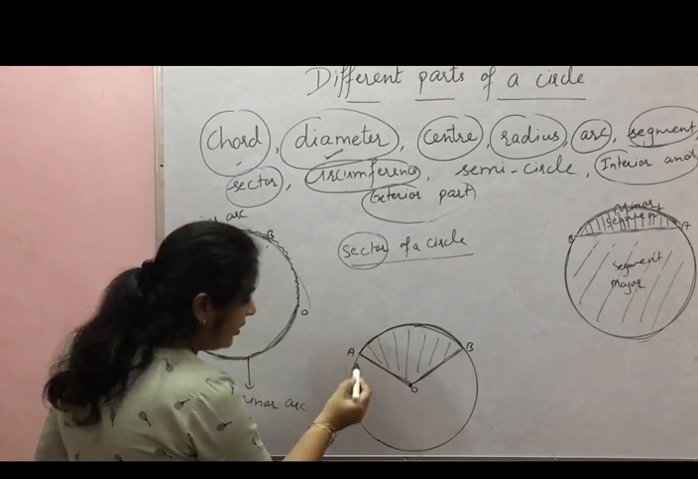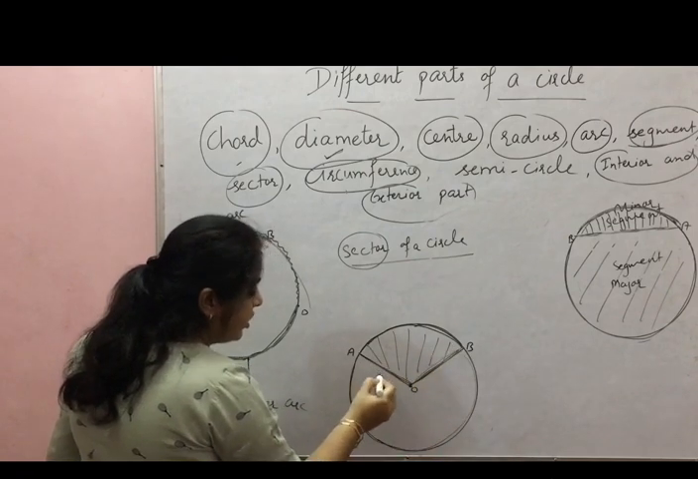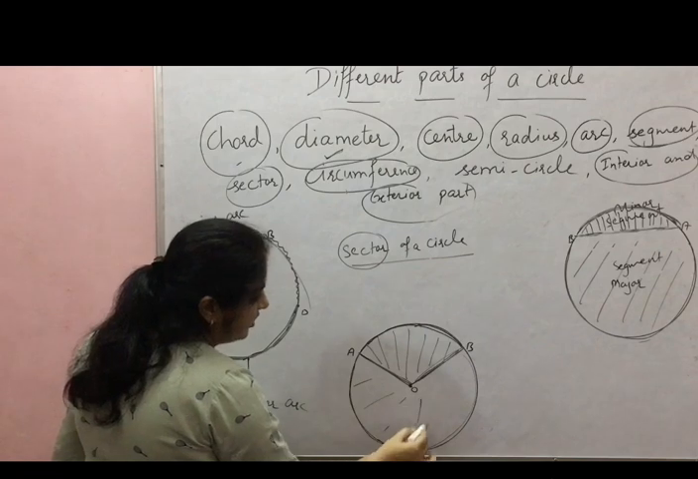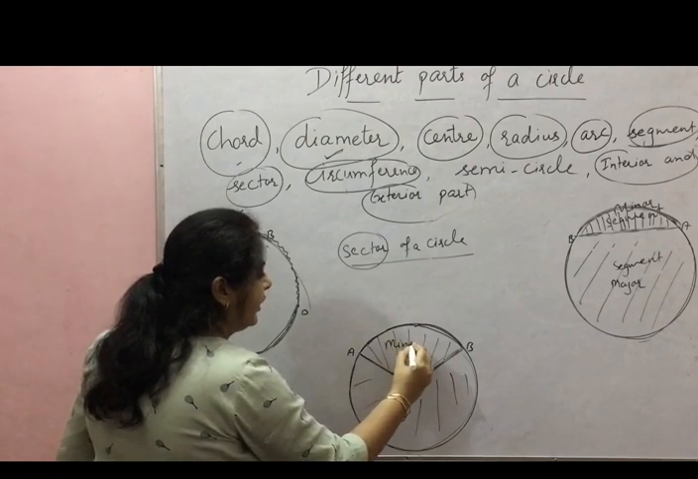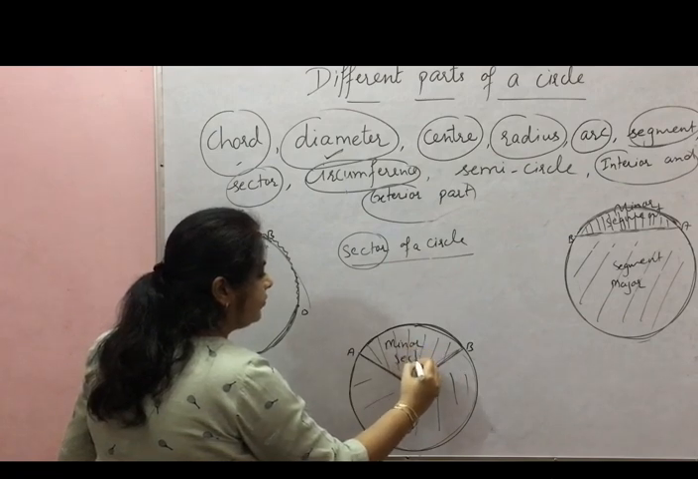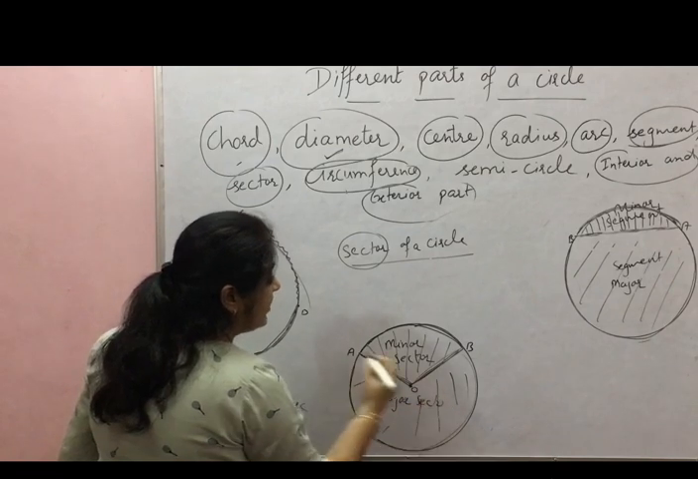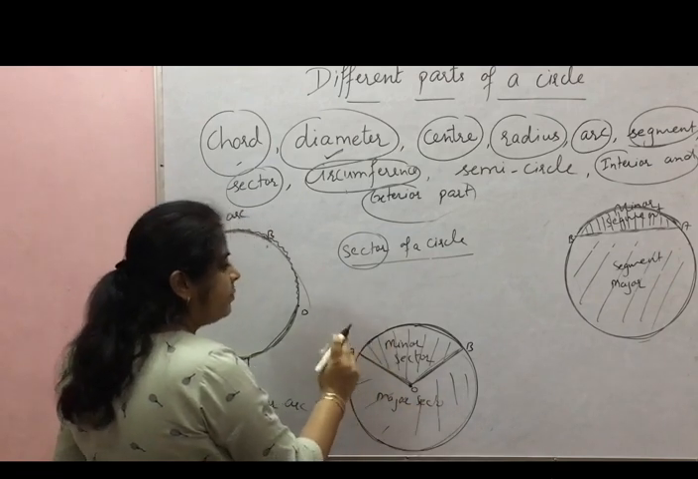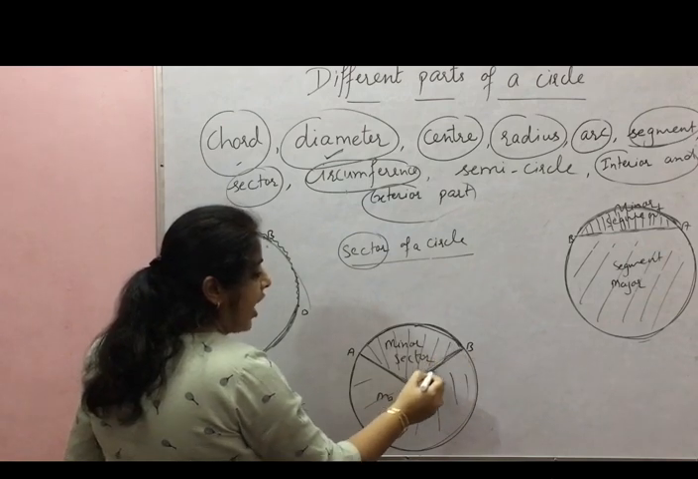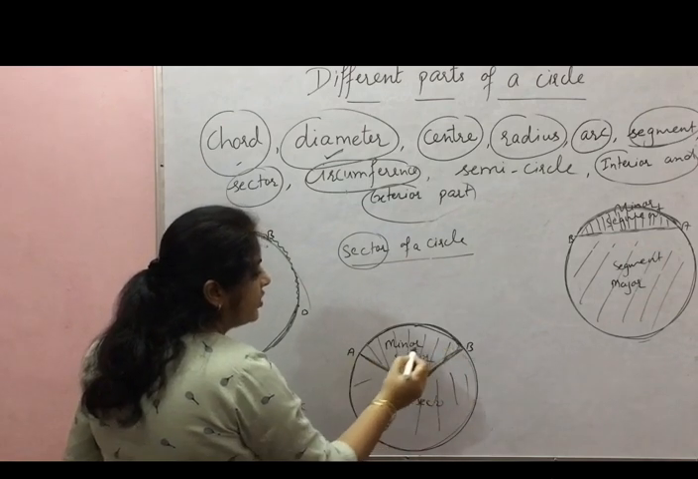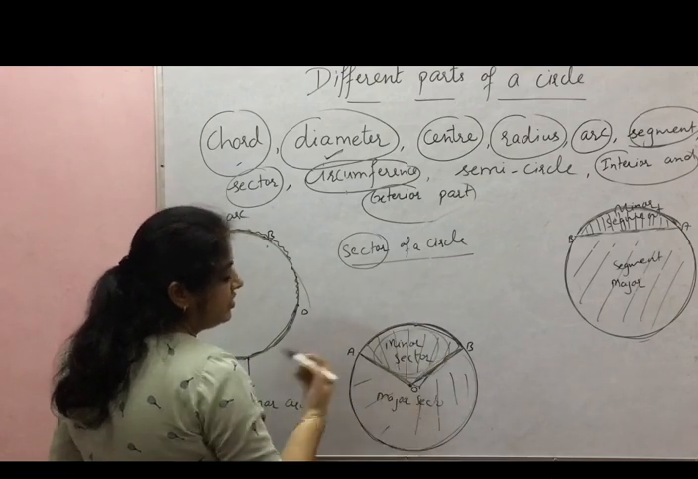Students, see, this is the arc, these are the radii. So this is also a sector. This is called the minor sector. This is called the major sector. So what is a sector? A sector is the interior part of a circle enclosed by an arc of the circle and two radii of the circle. So this portion is called the sector, minor sector, and this is major.